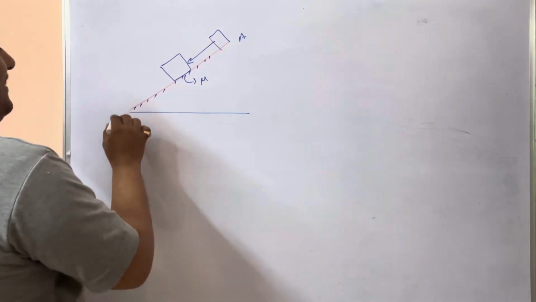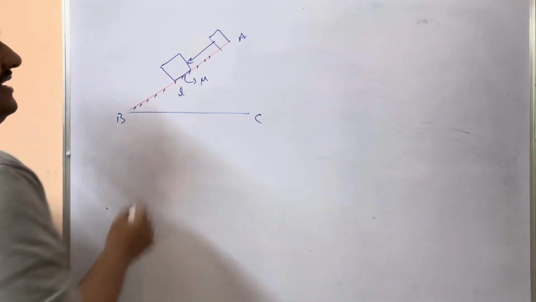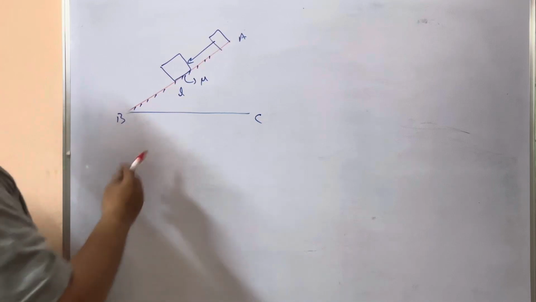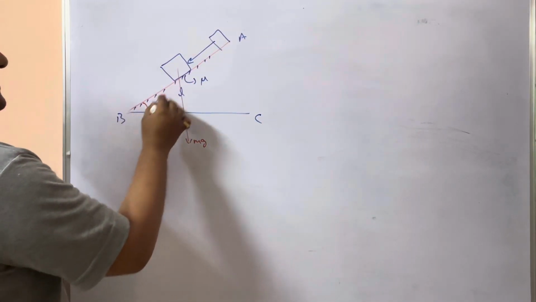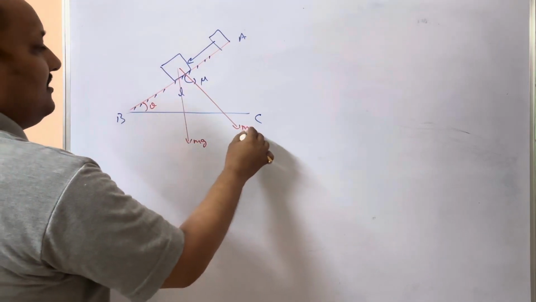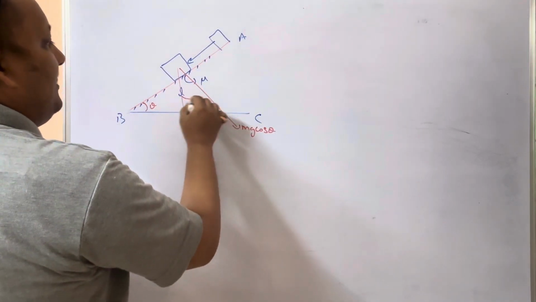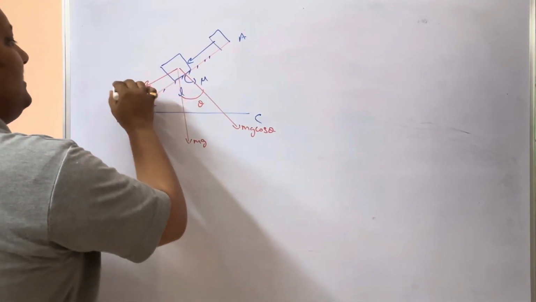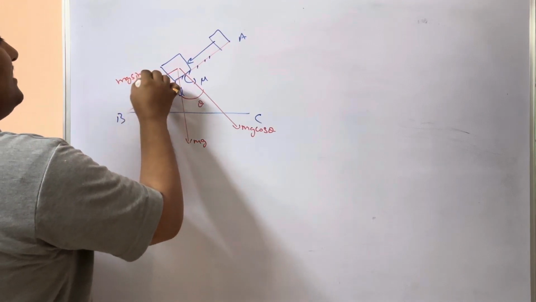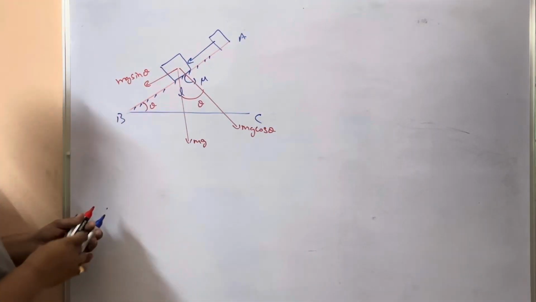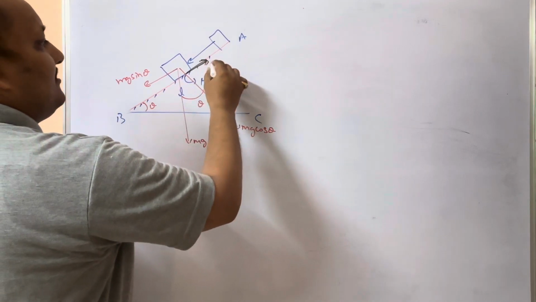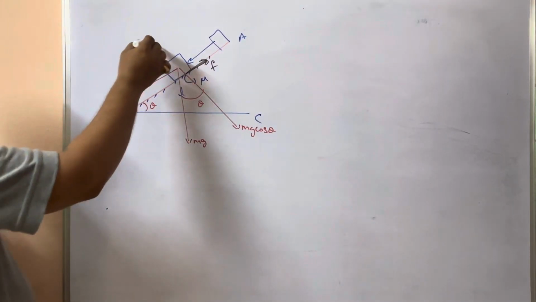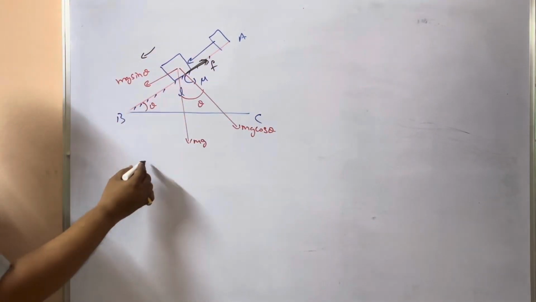Length of the inclined plane AB is going to be L. How is the gravitational force acting? Downwards. If the angle is theta and you resolve this into two components, this is mg cos theta, and this is mg sin theta. Whenever it is moving downwards, in which direction is the frictional force going to act? Frictional force is going to act in the upward direction.